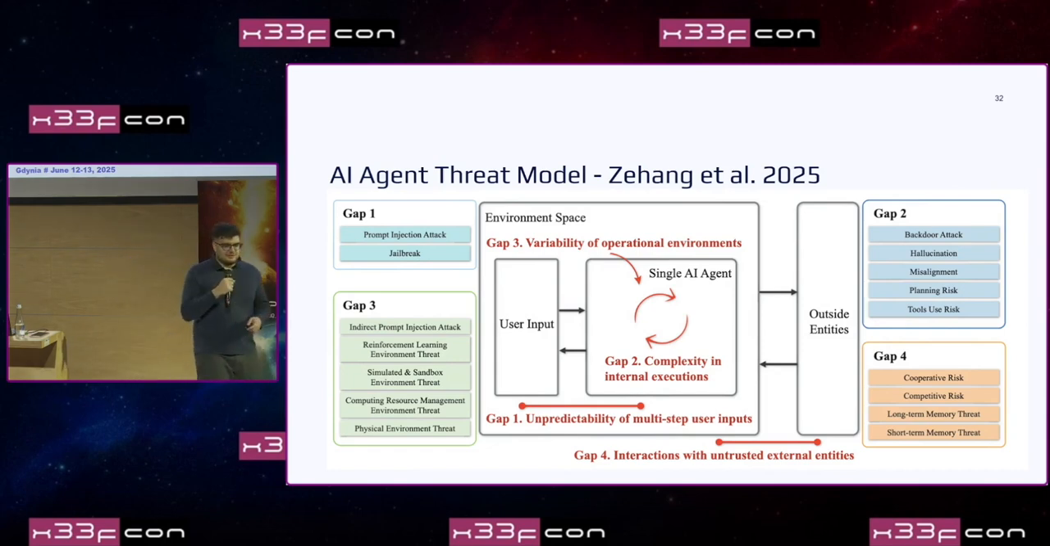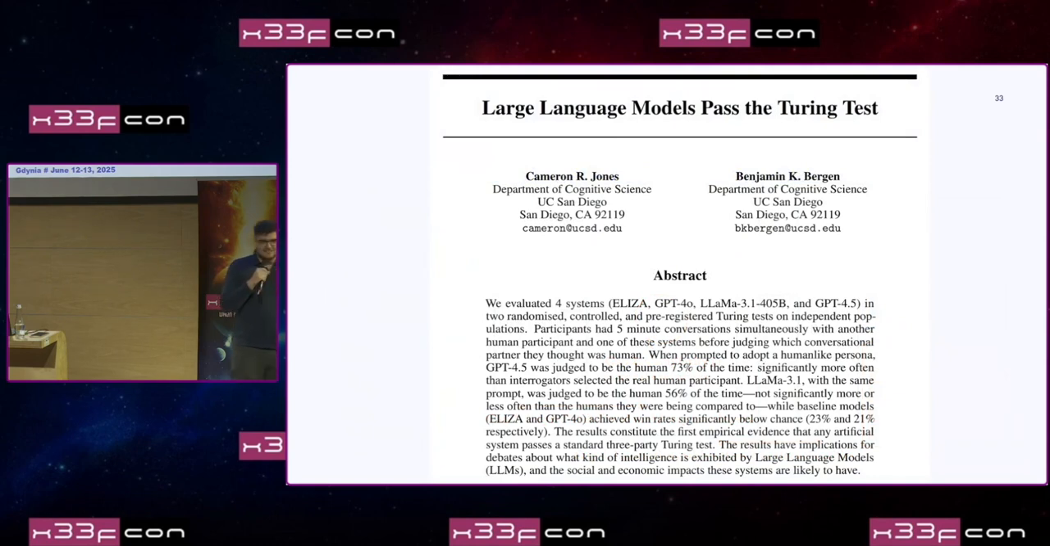So these were sort of gaps in the 1 to 4 categories, but I would like to focus on the complexity in internal executions now, and those I think will be most interesting. So first of all, there has been this paper that says that GPT 4.5 has passed the Turing test, and why am I talking about this?